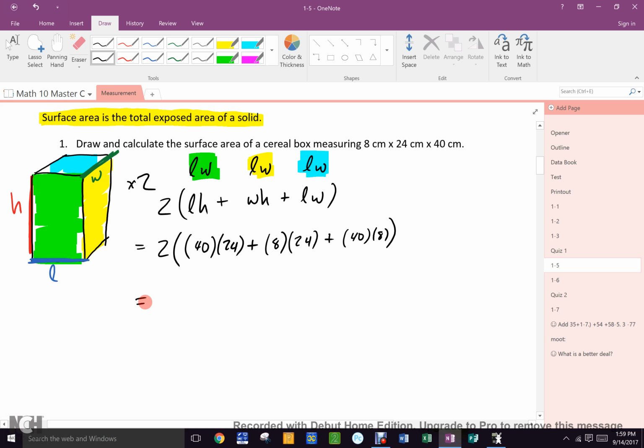Would anyone like to volunteer their answer? Jake. 2,944. Jake says 2,944 what? Centimeters squared. Why did you remember the squared? Because it's area. Area, and area has how many dimensions? 2. Excellent. Does anybody have anything else? Everybody in the room got 2944 when they punched this into their calculator in one shot.